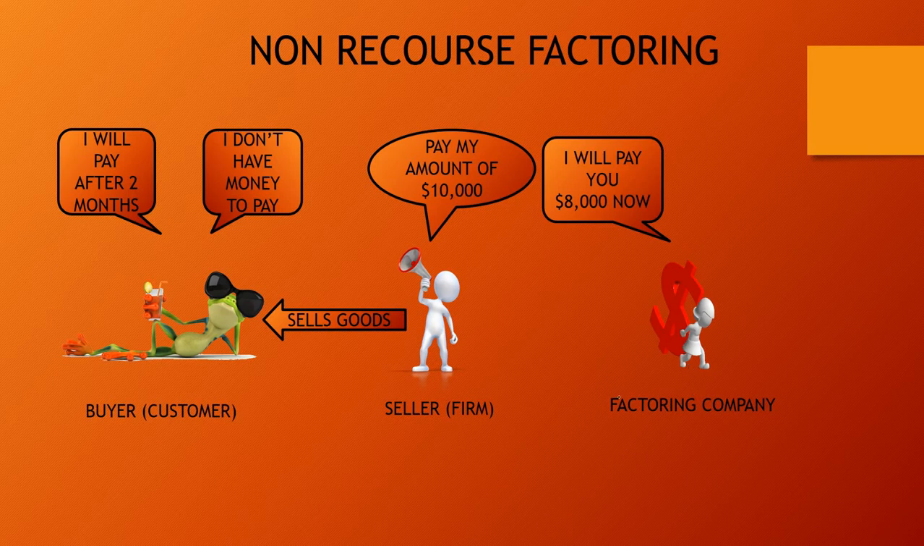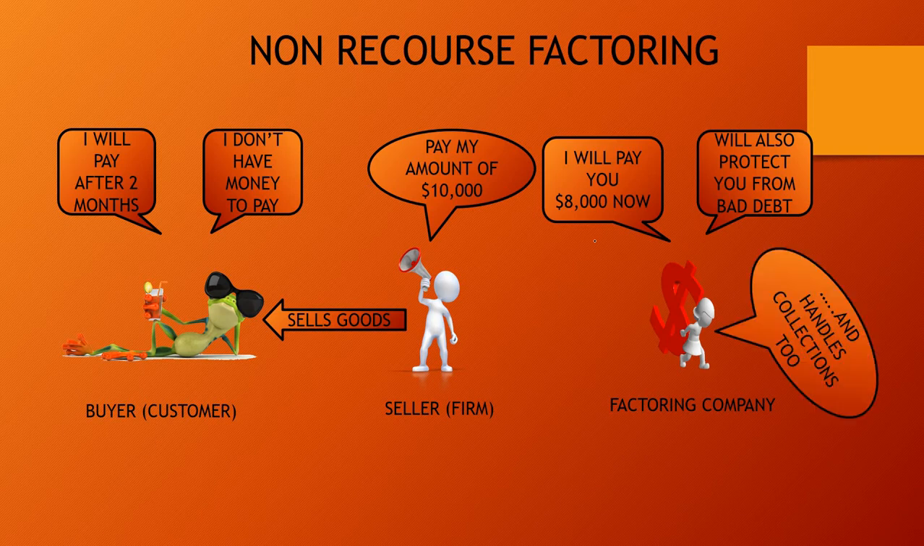This factoring company says to the firm, don't worry, I will protect you from the bad debts. I have already paid you 8,000, so don't worry about the amount. It's my duty to recover the money from this customer. You don't have to worry. I'll protect all your bad debts, and I will handle all your collection. That means now it's my responsibility to collect the money from this customer, and if this customer turns out to be a bad debt, you are not at a loss. I am taking the risk.